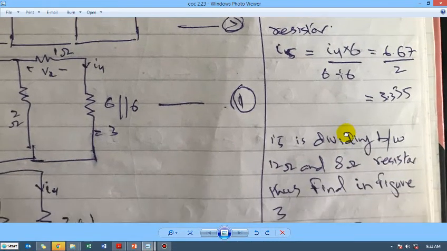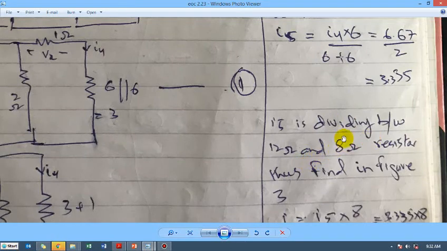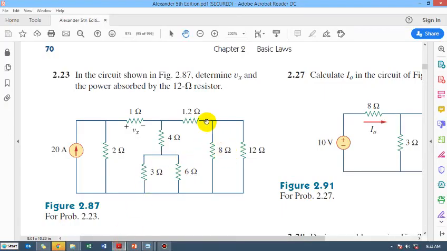and then moving further on, I5 is dividing between 12 ohm resistance and 8 ohm resistance. If you see the problem in your book, this is the I5, and this is being divided between two branches. But what current do we have to find out? We have to find out the current through this resistance, so that we can find out the power. Power is given by, if you have the current, then this is called 12 I square. Resistance value multiplied with the current value.